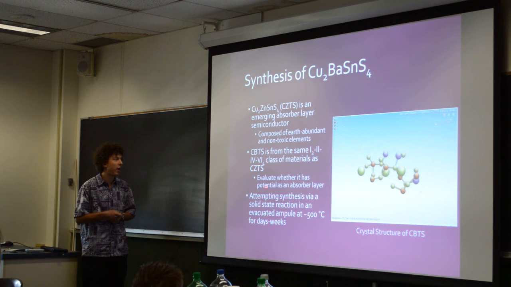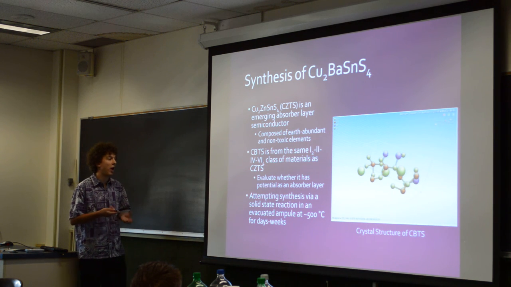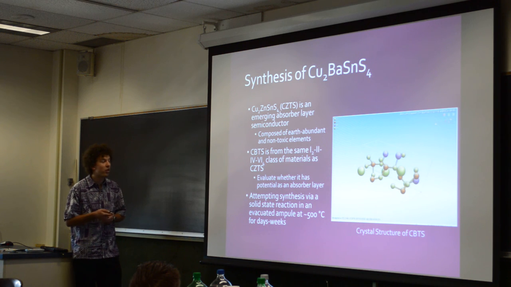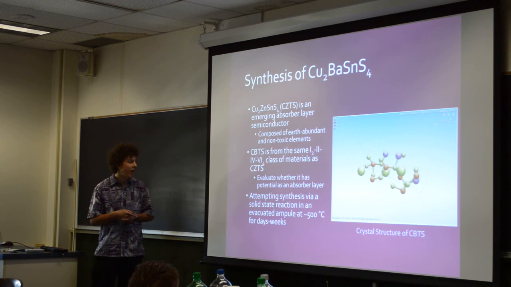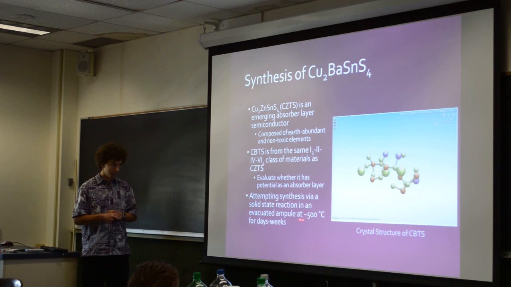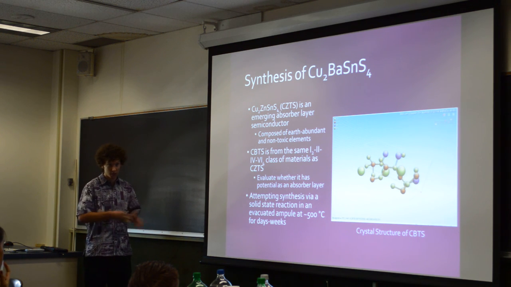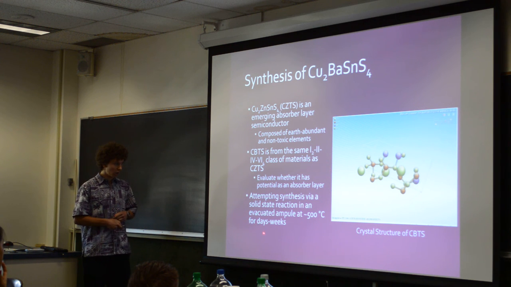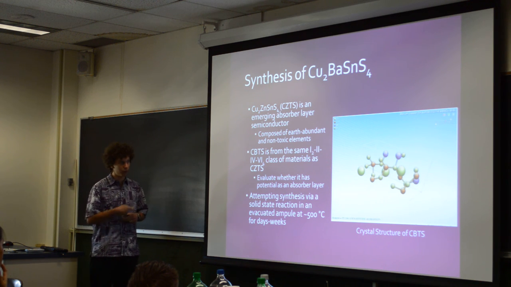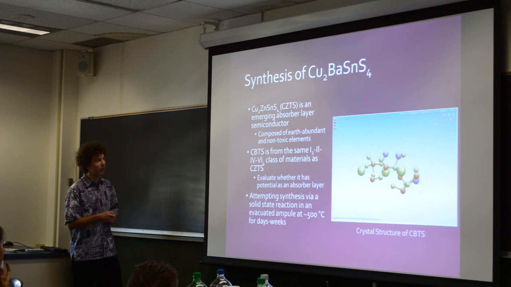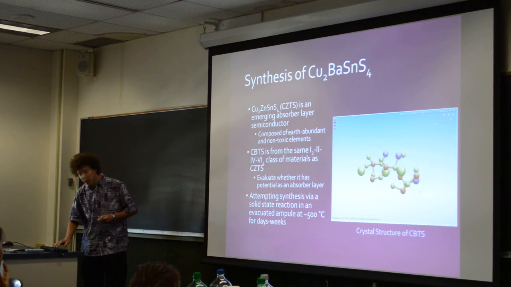So we need to evaluate whether copper barium tin sulfide has any potential as an absorber layer. We're attempting the synthesis via solid state reaction in an evacuated ampule at 500 degrees Celsius. And this is on a time scale, I mean, we put it in an oven and basically baked it for a week for this past synthesis. And so this is our crystal that we're trying to create.